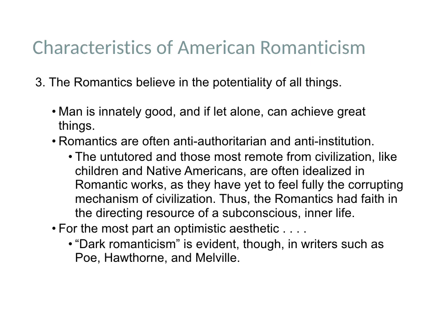Similarly, another characteristic of Romanticism is that Romantics believe in the potentiality of all things and of all people. They believed that man was inherently good, innately good, and if left alone, could achieve great things and reach their full potential. They are thus often anti-authoritarian and anti-institution. Sometimes in American Romanticism, we can meet characters who seem uneducated, untutored, or somehow living beyond the reach of civilization, like children or the Native Americans.